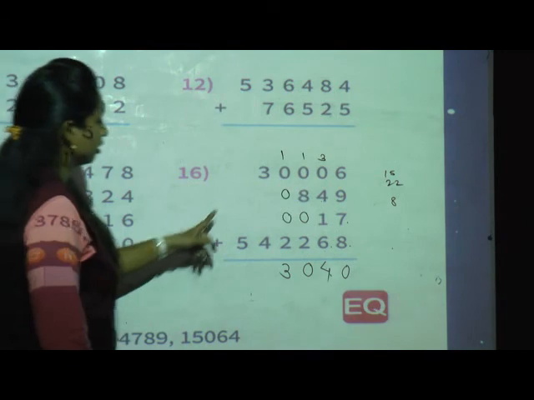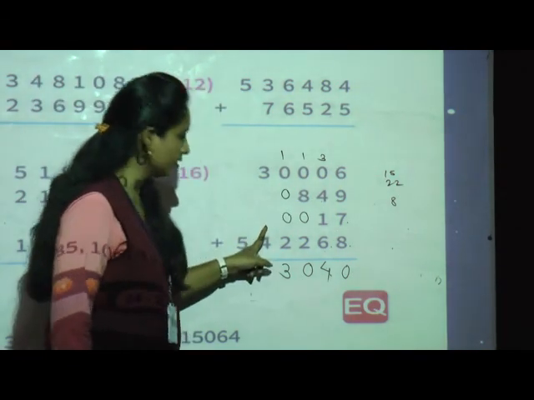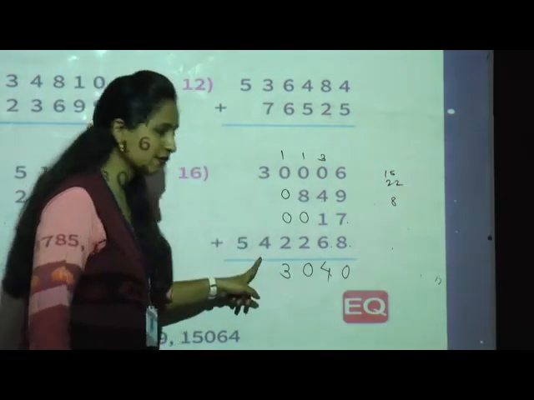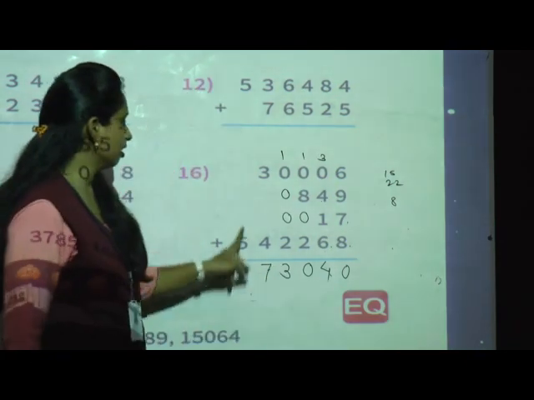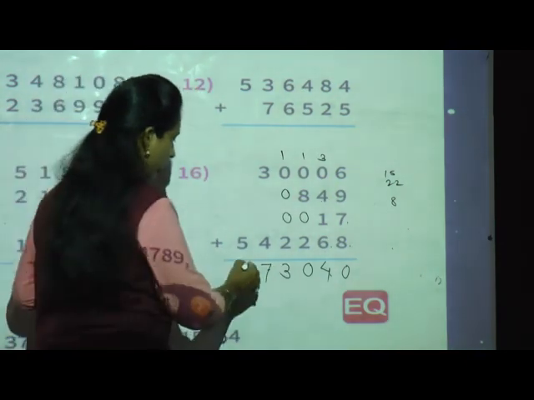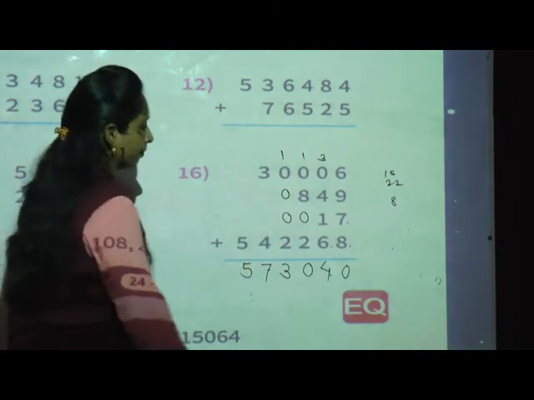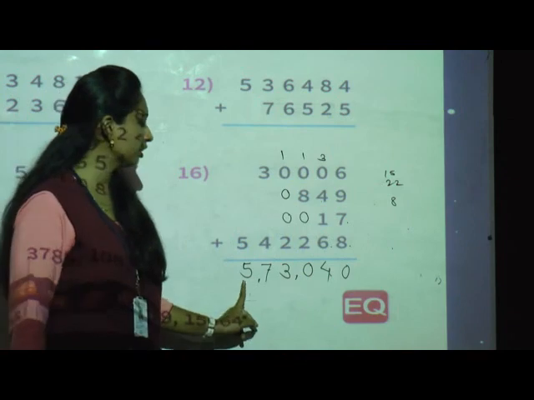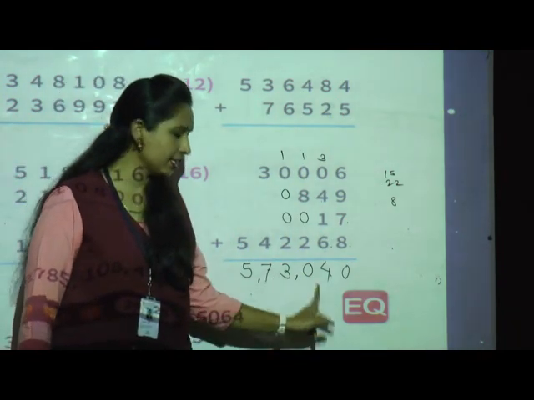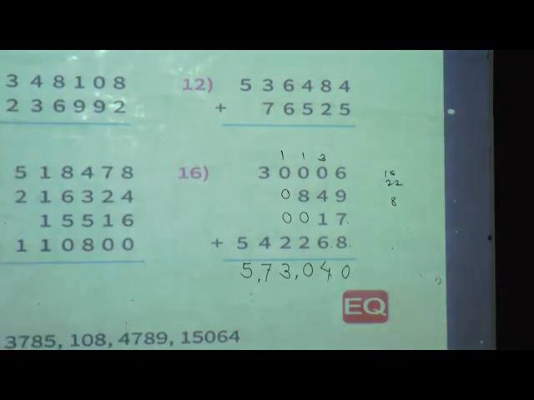Now see here. 3. Here nothing is there, means 0. So 3 plus 4 is 7. So write 7. And here nothing is there, so write 5 as it is. Give a comma after 3 digits, after 2 digits. What is the answer we got here? 5,73,040. Understood, students? Yes? Easy now?